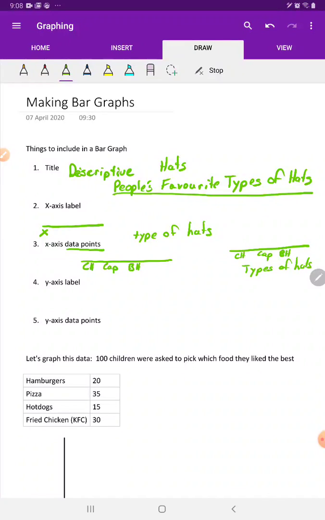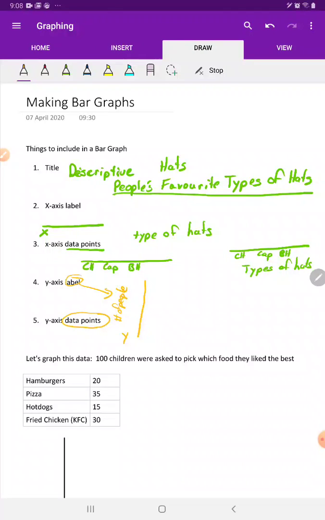Then the next one, and I'll change color for this, is your y-axis. Your y-axis is the one that goes this way. When it says it wants an axis label, that means we're going to call it something. In this case, it's going to be "number of people" if we continue our theme. That's your label right there.